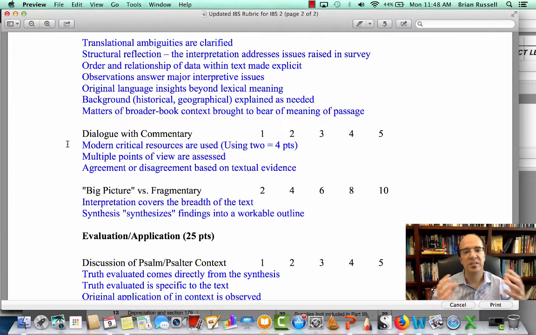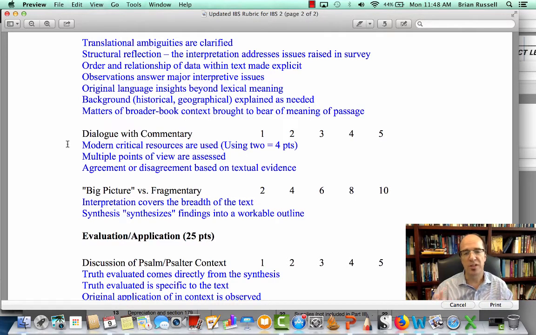Again, dig deeply. Don't just make one pass through the text, make multiple passes and make as many observations and inferences as you can off the data that you have. Then there's going to be dialogue with commentary, with secondary resources. For this class, it's required that you use at least two modern commentaries or two modern refereed articles that you get from Asbury Scholar or some other database.